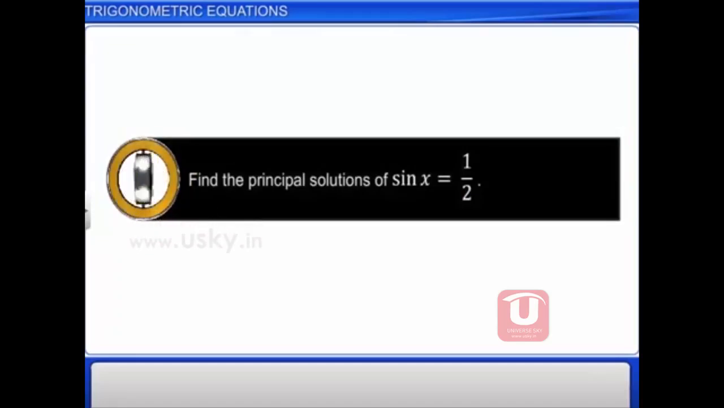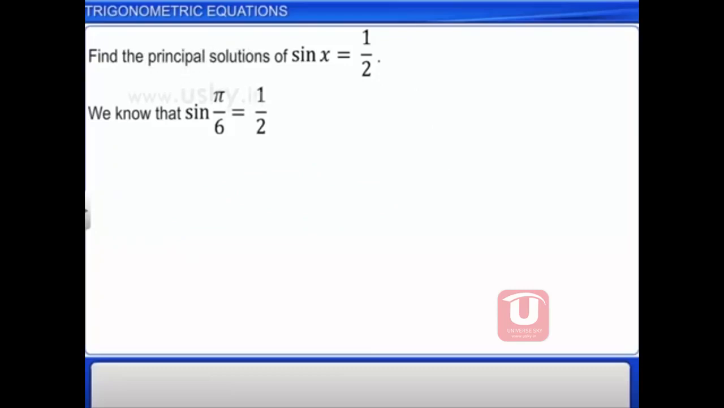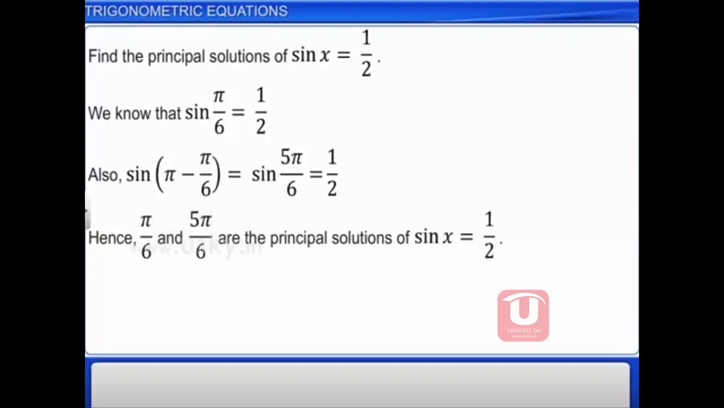Let us take one more example. Find the principal solutions of sin x is equal to half. We know that sin pi by 6 is equal to half. Also, the sine function is positive in the second quadrant. So when x is equal to pi minus pi by 6 or 5 pi by 6, the value of sin x is equal to half. Hence, pi by 6 and 5 pi by 6 are the principal solutions of sin x is equal to half.